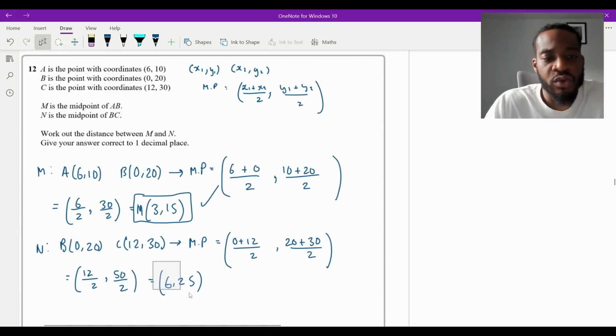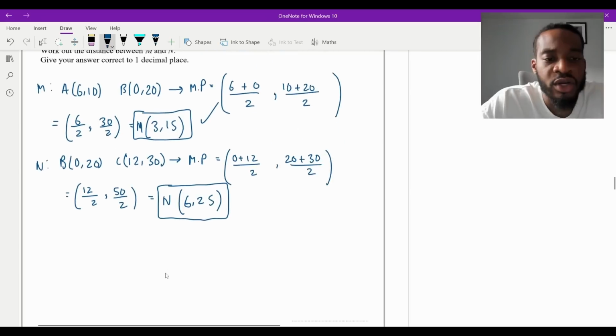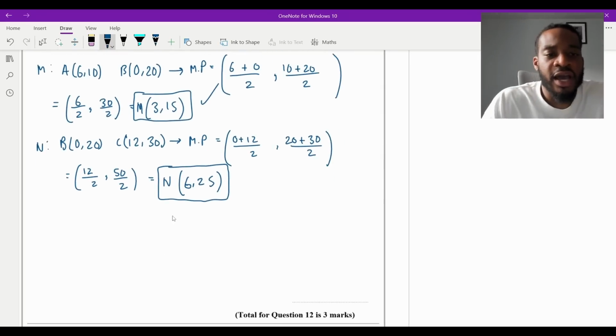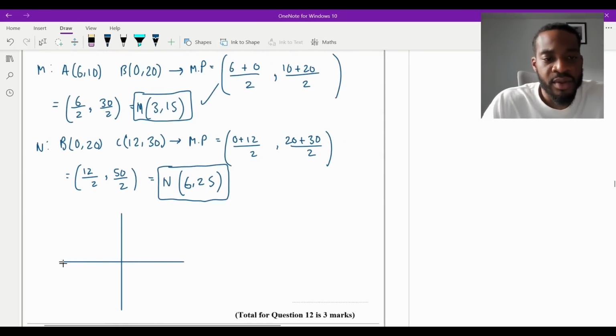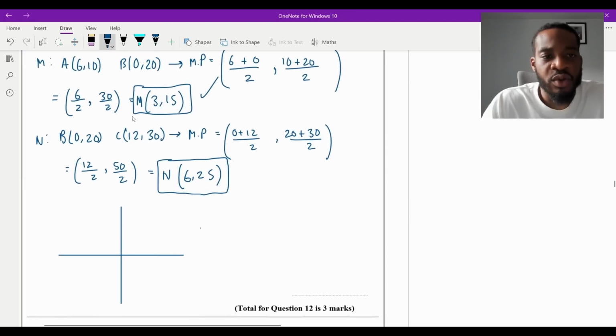So now we have the coordinates for both of these, don't we? So let me just put N here. Now, perfect. We're in business. So we need to calculate the distance between these two coordinates. So what I'm going to do is draw a little diagram, like a little x and y axis just to visualize this here. So if I draw that there, well, the point M is going to be (3, 15). So let's just say it's like that.